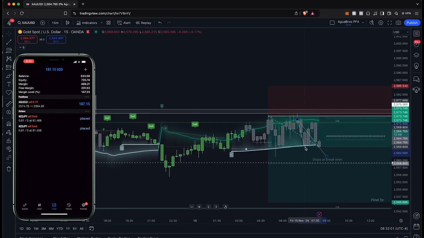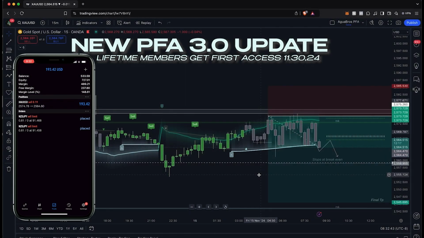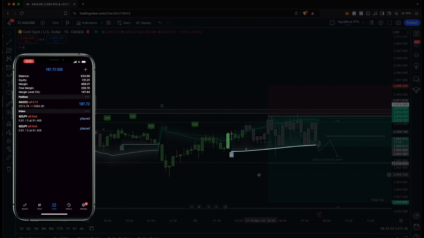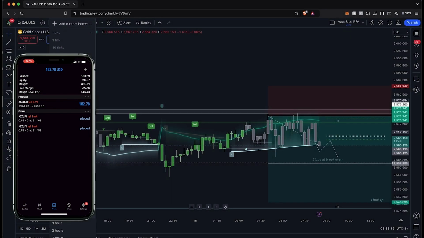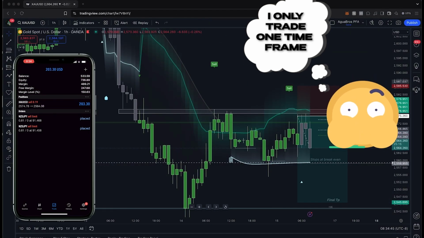Okay, so it's looking like price is struggling to break this 15-minute support, which you can clearly see with the new 3.0 update of prop firm algo. It's plotting up this white line and it's showing that candles are just struggling to break this area. This is why it's extremely important to always look at different time frames while trading. Do not get singular time frame sickness, guys.